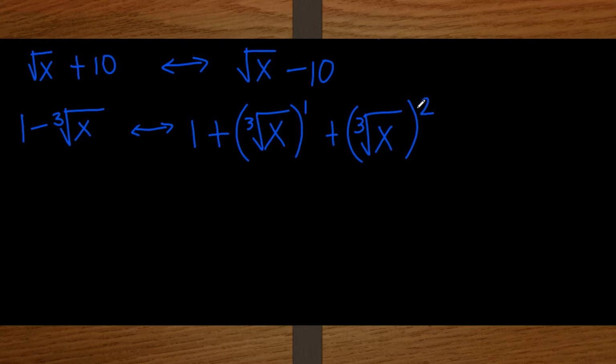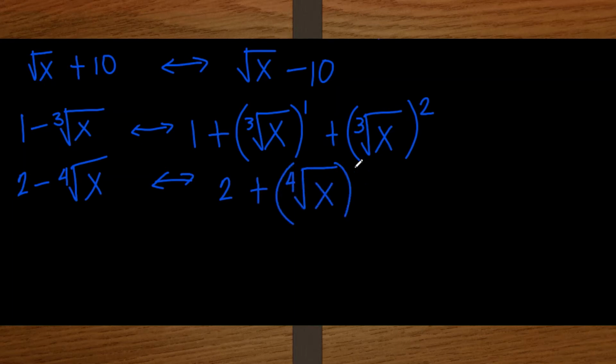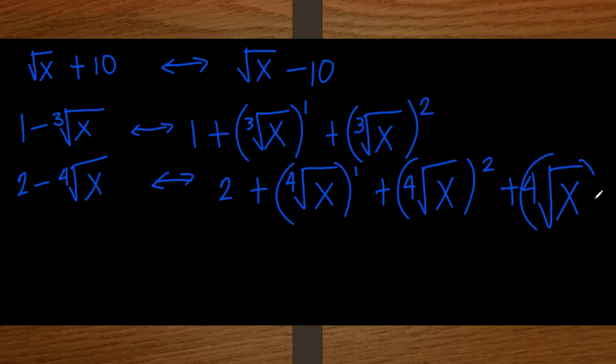Therefore, the conjugate of 1 minus cube root of x is 1 plus cube root of x plus the square of cube root of x. But what about for fourth root? Let's say 2 minus fourth root of x, and that will become 2 plus fourth root of x. Assume that that is raised to 1, fourth root of x raised to 2, and fourth root of x raised to 3.